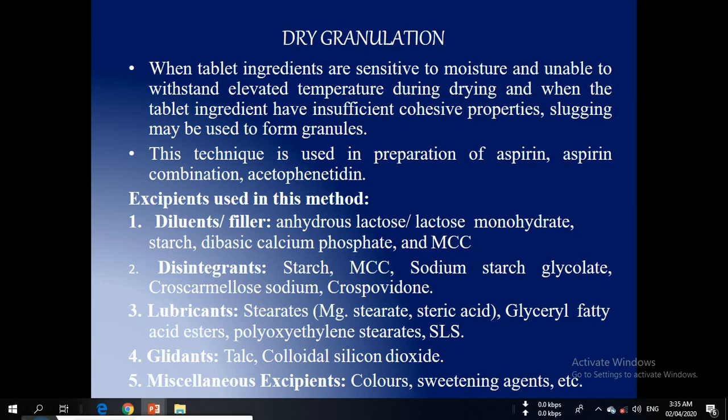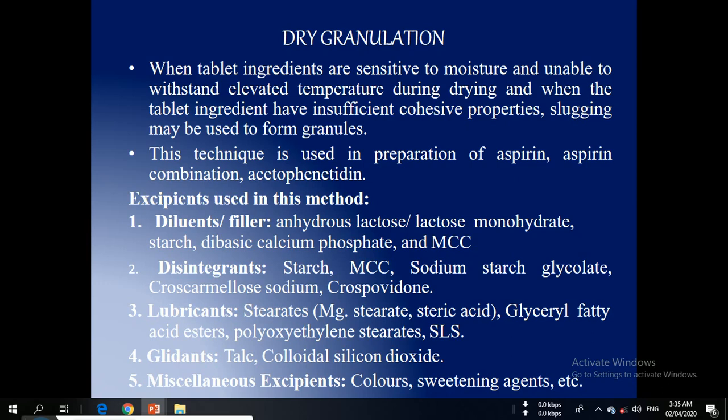These are commonly used. The third one is lubricant. The classical examples of lubricant are magnesium stearate, stearic acid, stearates, glyceryl fatty acid ester, and polyethylene glycol stearates. These are used as lubricants in order to reduce the friction. As we have already discussed in our previous lectures, these are pharmaceutical excipients which are used in various formulations.